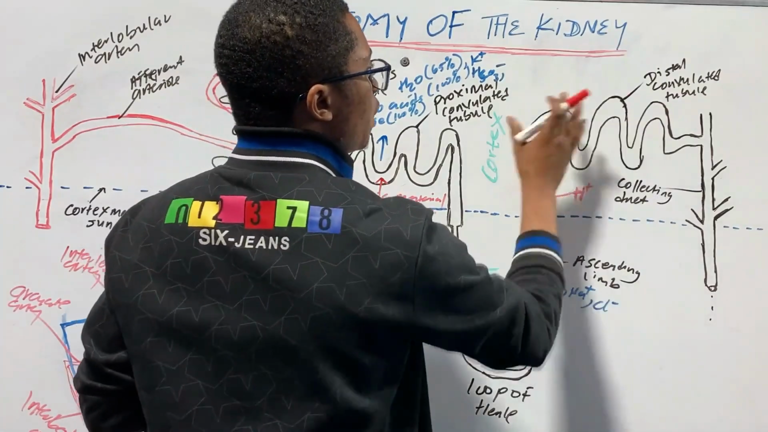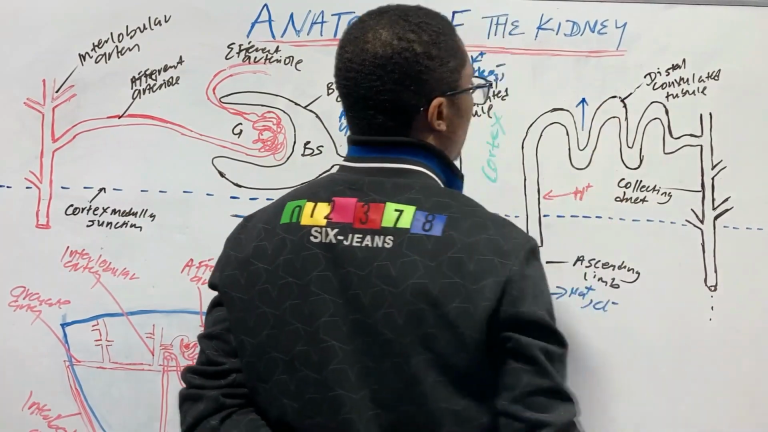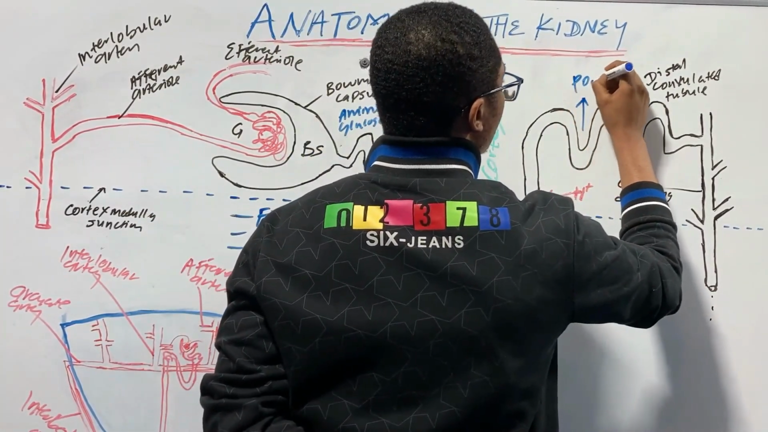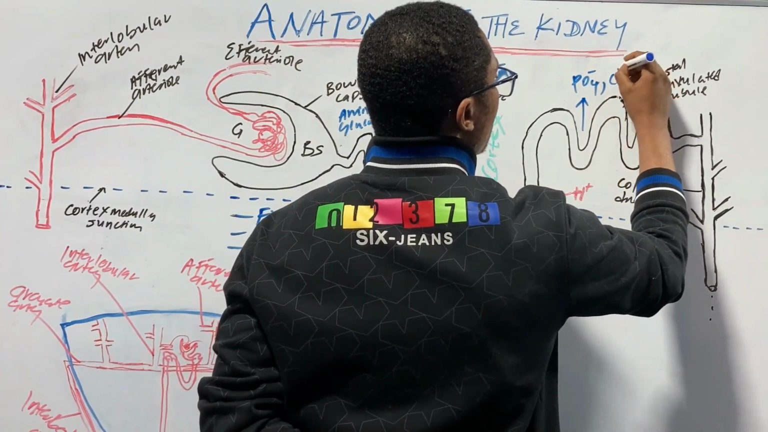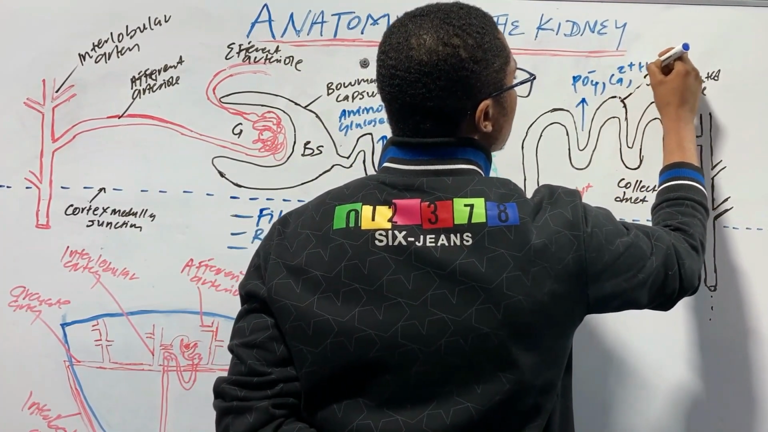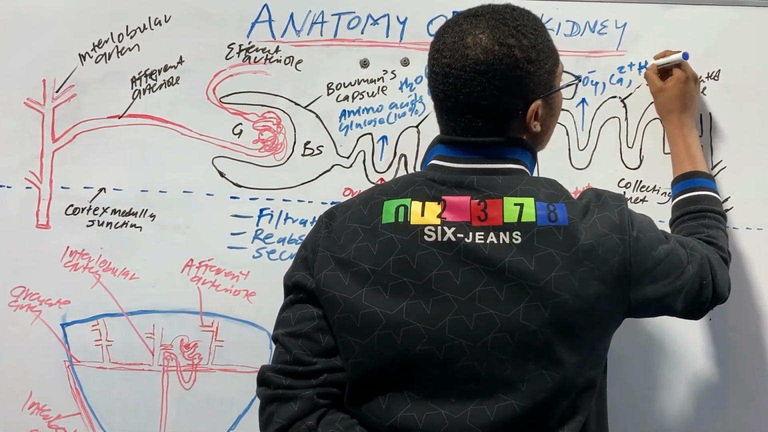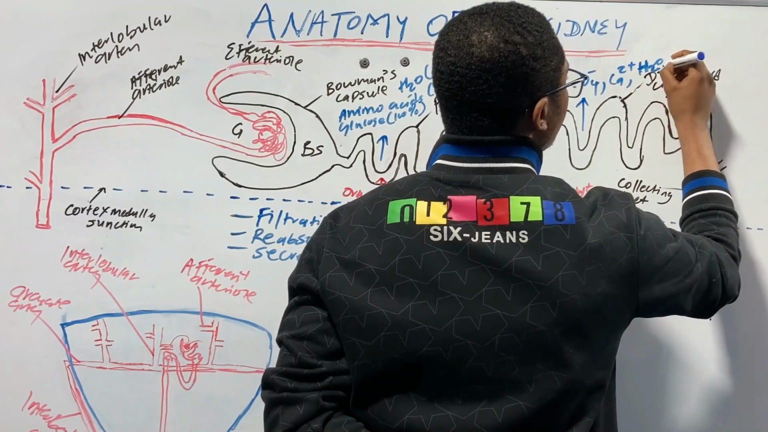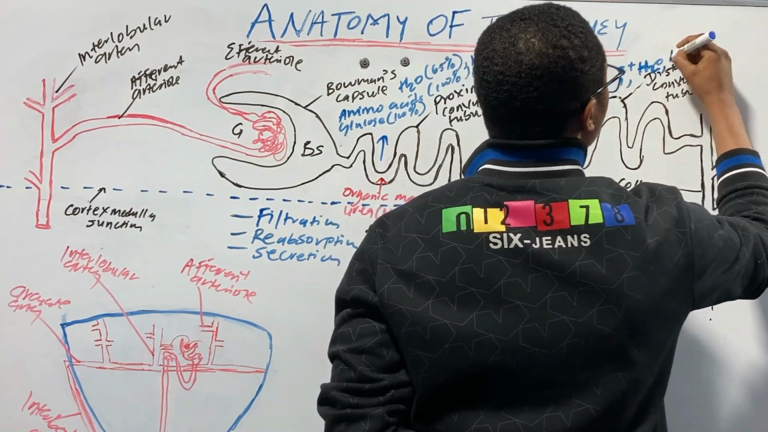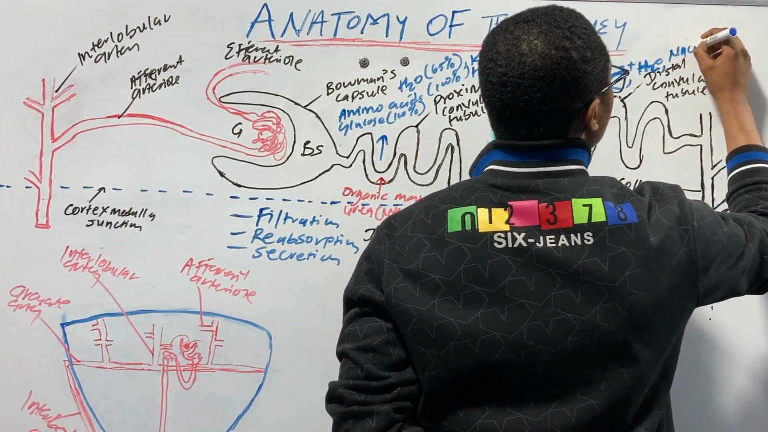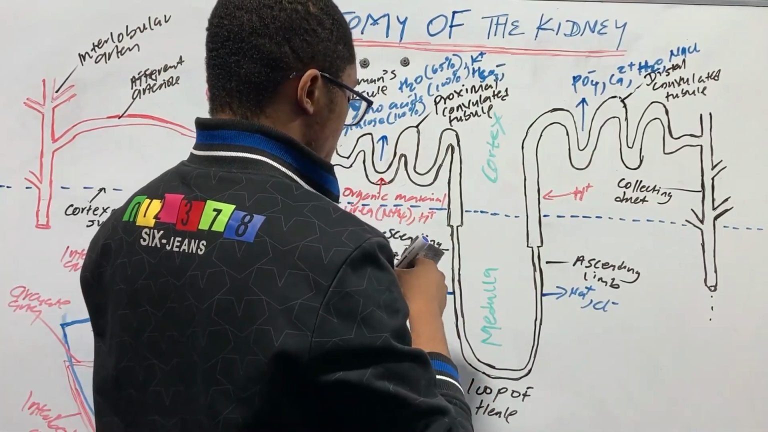All right. So coming now to the distal convoluted tubule, the materials that are reabsorbed here are phosphates, calcium ions, and we also have water. Water is reabsorbed here also. We also have the reabsorption of sodium chloride here.